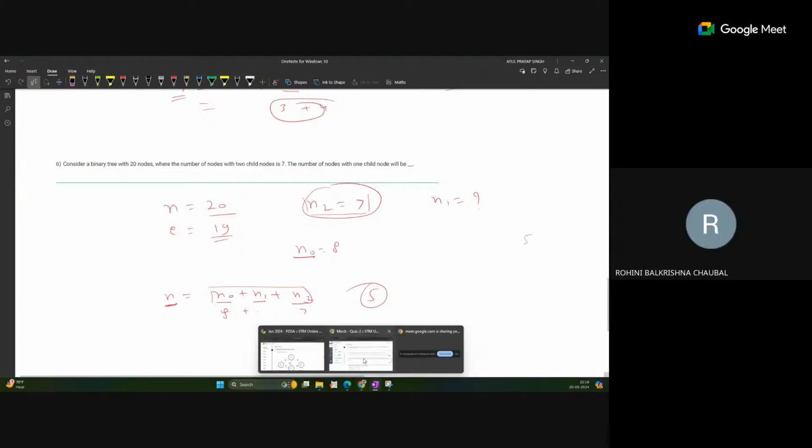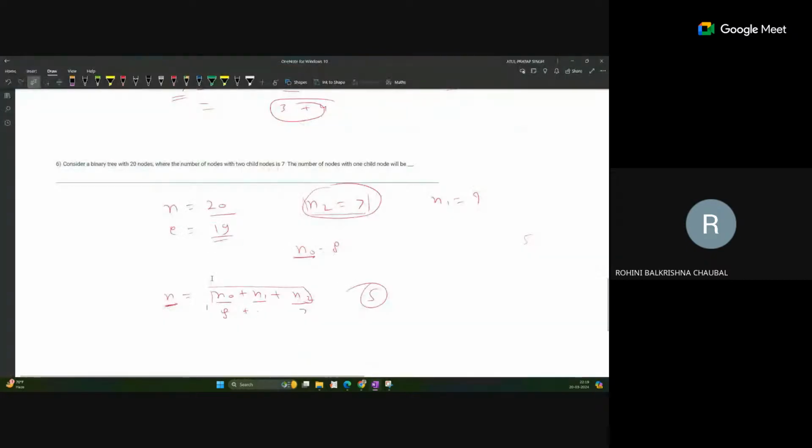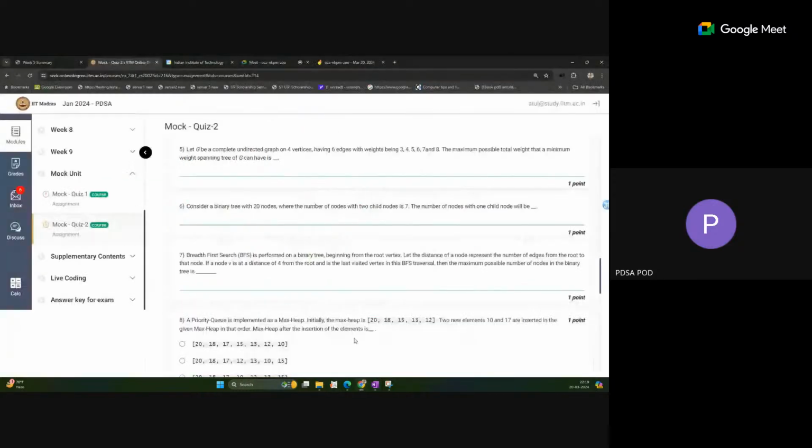So next. Here n0 is how much? n0 is 8. So that we calculated using n0 equal to n2 plus 1. n2 value is given, 7. 7 plus 1 equal to 8. After that we got the two values n2 and n0, and this is what we are asking. So n is also given, so this equation we also have. So you can put this and we can get this n1 value.